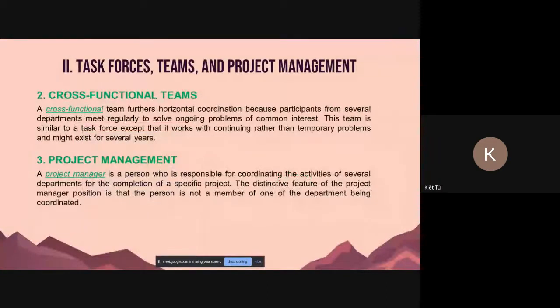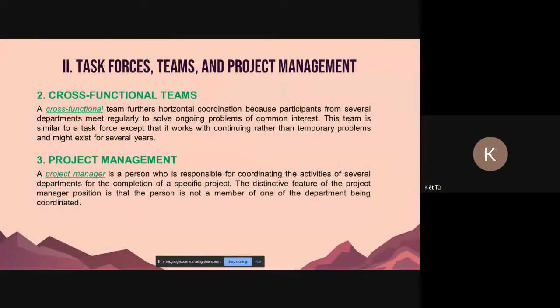And the second one, cross-functional teams. A cross-functional team furthers horizontal coordination because participants from several departments meet regularly to solve ongoing problems of common interest. This team is similar to a task force, except that it works with continuing rather than temporary problems and might exist for several years. The third one, project management.